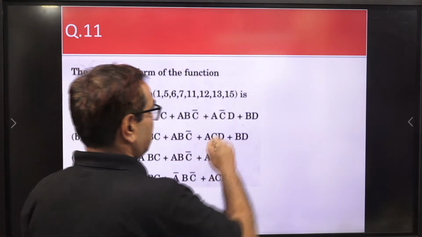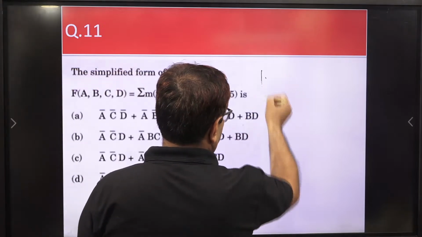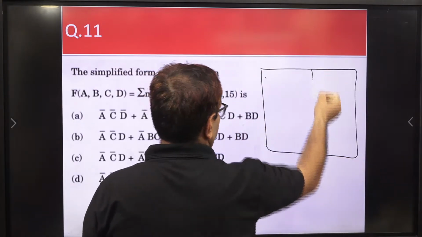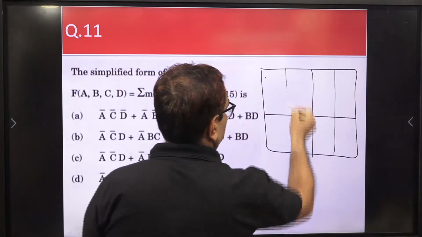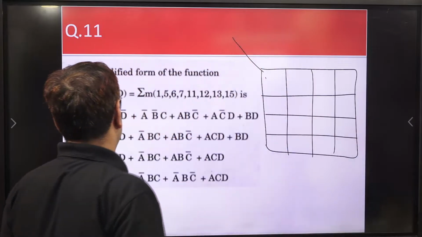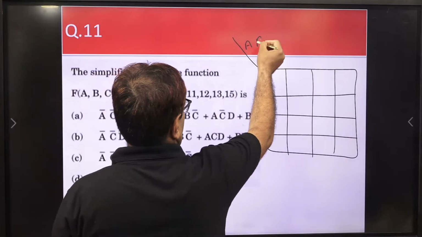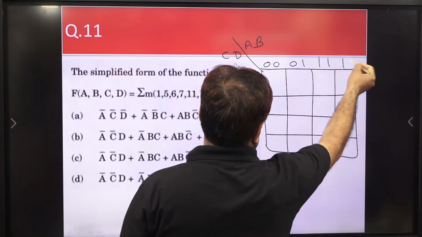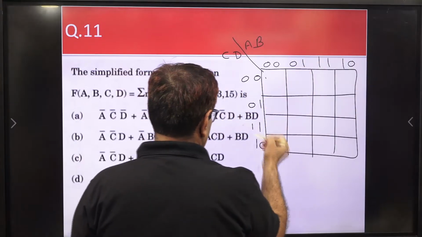So if I draw the K-map for this canonical form, what do I write? There are 4 variables, so it will have 16 cells. An n-variable K-map has 2 raised to the power n cells. Now in this order we have A, B, C, D. Along one side 0 0, 0 1, 1 1, 1 0, and along the other side 0 0, 0 1, 1 1, 1 0.